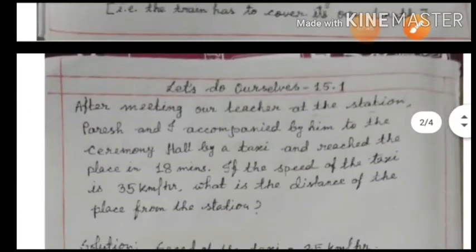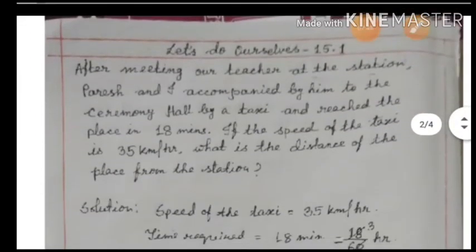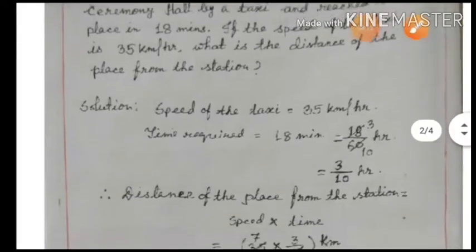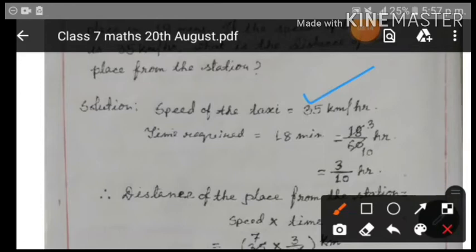So we are coming to the sums. Let's do 'Let us do ourselves 15.1'. Here the question is, after meeting our teacher at the station, Paresh and I accompanied him to the ceremony hall by a taxi and reached the place in 18 minutes. If the speed of the taxi is 35 km per hour, what is the distance of the place from the station? So here the speed is given, 35 km per hour.